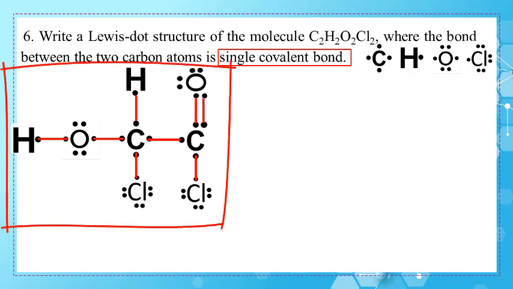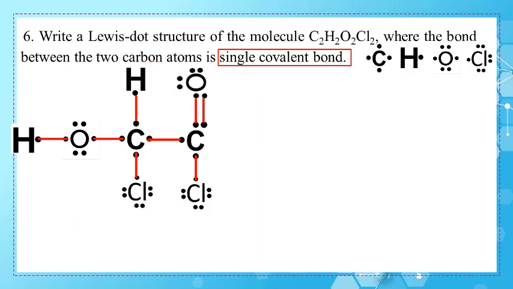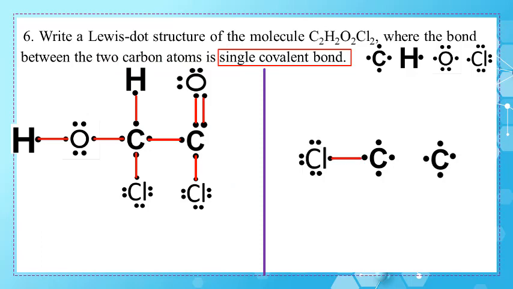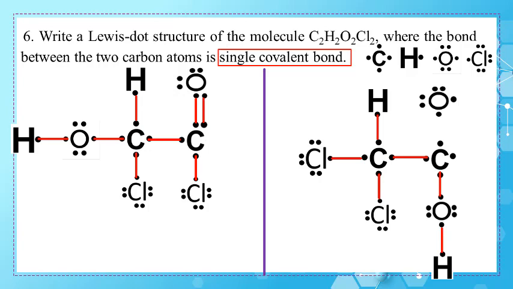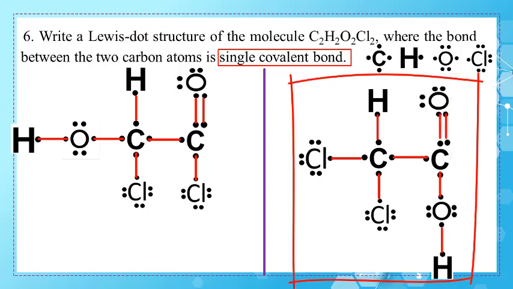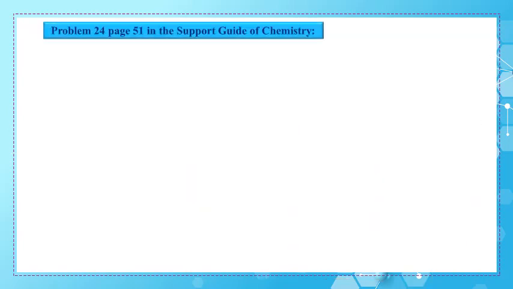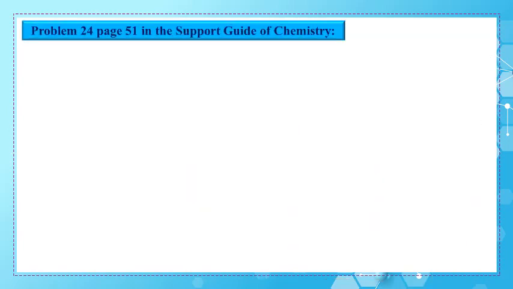This is the Lewis dot structure of C₂H₂O₂Cl₂. Knowing that a molecule could have more than one Lewis dot structure, we can rearrange the atoms in order to have another Lewis dot structure where the unpaired electrons are joined with each other. This is another Lewis dot structure for the C₂H₂O₂Cl₂ molecule. Let's solve now problem 24, page 51.